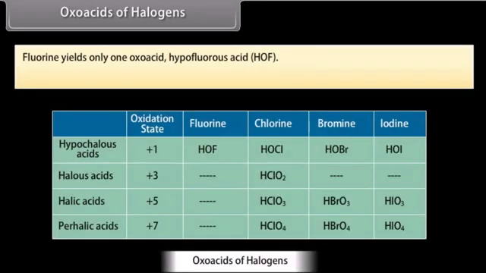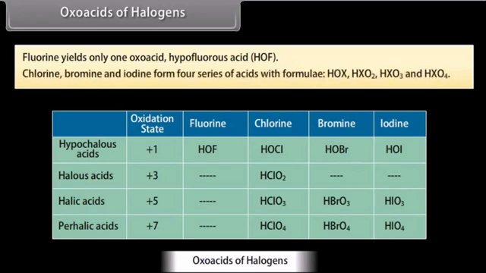Oxoacids of halogens. Fluorine yields only one oxoacid, hypofluorous acid. Chlorine, bromine, and iodine form 4 series of acids with formula HOX, HXO₂, HXO₃, and HXO₄. Many of these are known only in solutions or as salts.